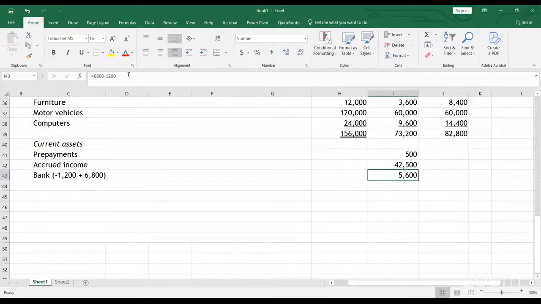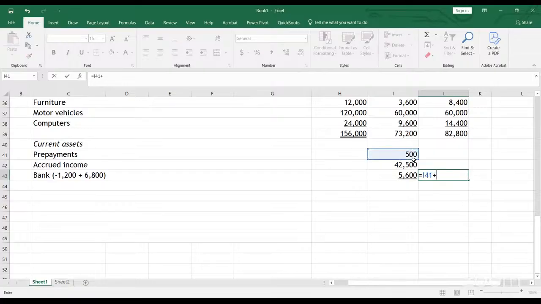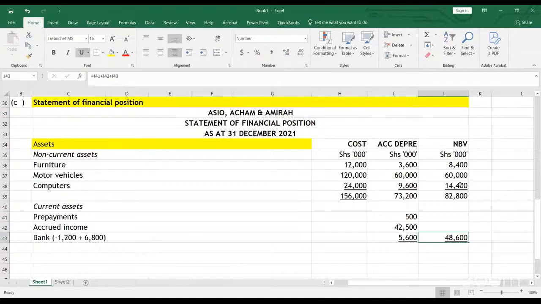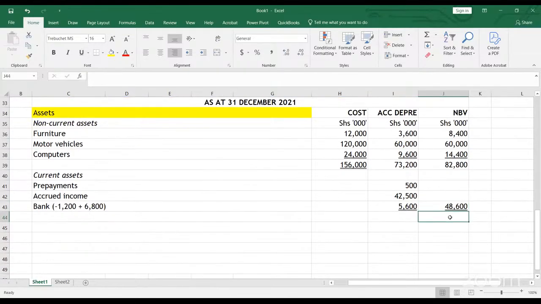These are the current assets. What you can do, you can add them. We don't have receivables. In this case, like the accrued income, services we have provided, we earned the income, but it has not yet been received. So you add this with this, you get 48,600, which is going to be added to your non-current assets up here. Get total assets, which is non-current plus the current.